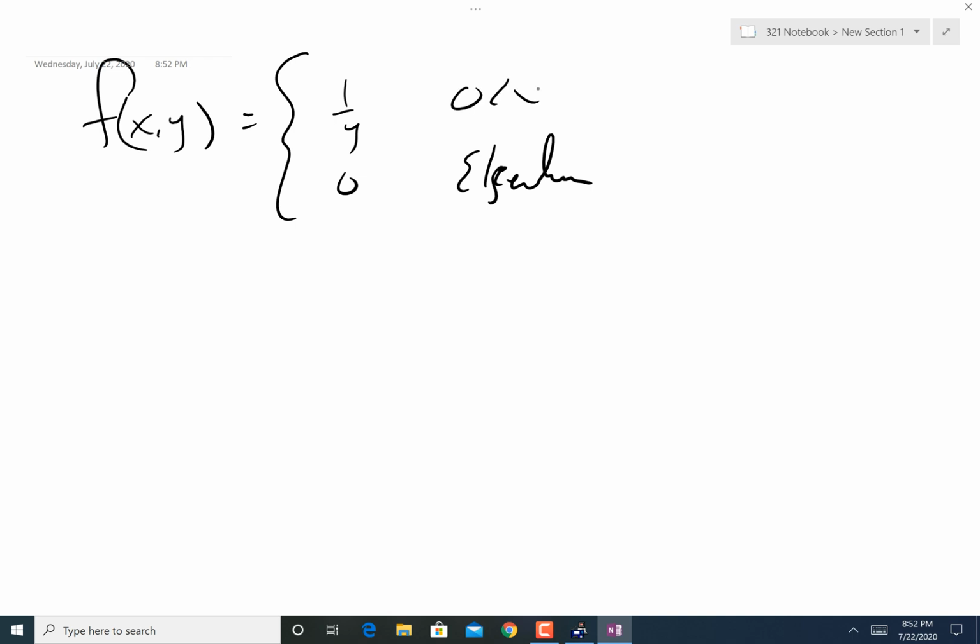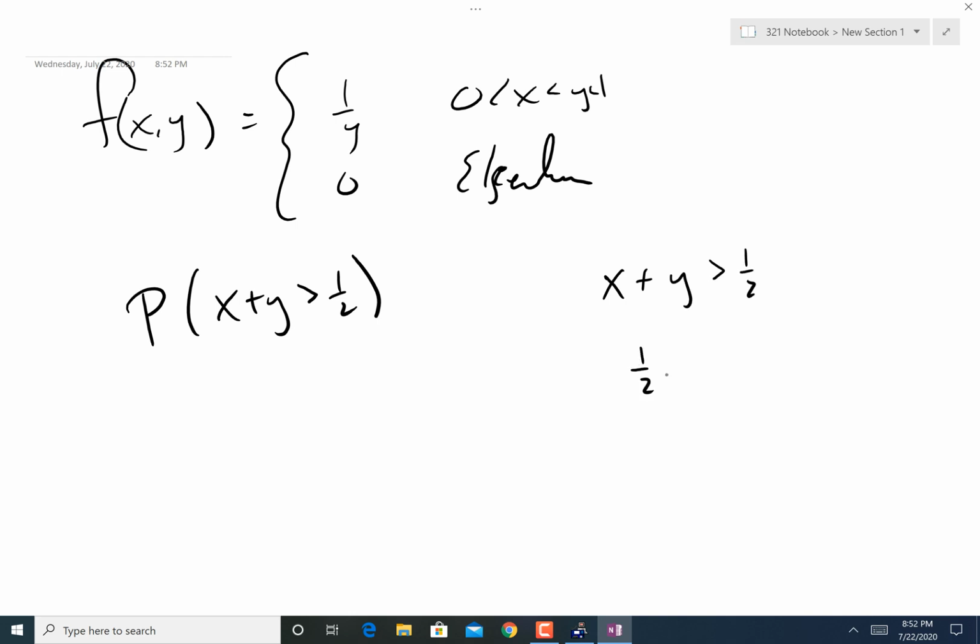And 0 less than x less than y less than 1. Cool. Well, what I want to know is what's the probability that x plus y is greater than a half? Okay. Now, I feel like I've seen something like this before. Kind of. So what I'm going to do is take x plus y greater than a half and flip it inside out. I'm going to do a half, x plus y. Now, it didn't change anything, right?